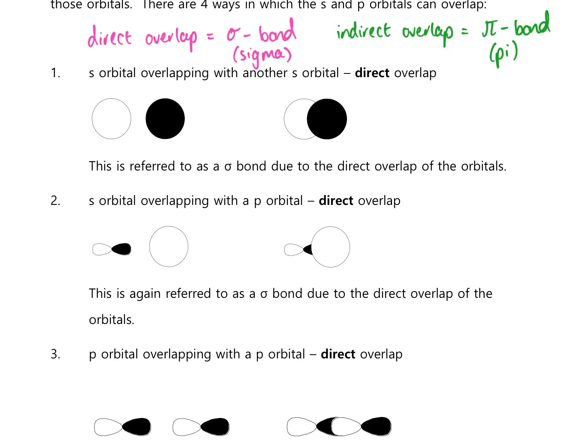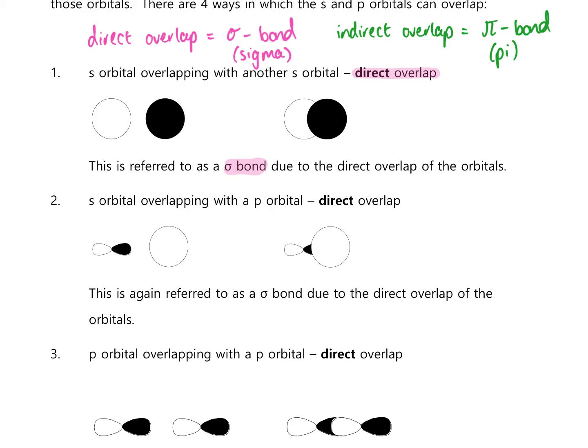So the first combination we could have is an s orbital from one carbon atom overlapping with an s orbital from another carbon atom. So think about that 2s orbital that has 1 electron in it for each carbon atom. And we could have essentially a 2s orbital overlapping with a 2s orbital from another carbon atom. If they overlap, because of their shape, because they're spherical, they're always going to have essentially direct overlapping. And that therefore is a sigma bond. So this is direct overlap, and you can see that happening there. You can see the 2s orbitals. On the left, they're not overlapping. On the right, they are overlapping. So this is referred to as a sigma bond due to the direct overlap of the orbitals.